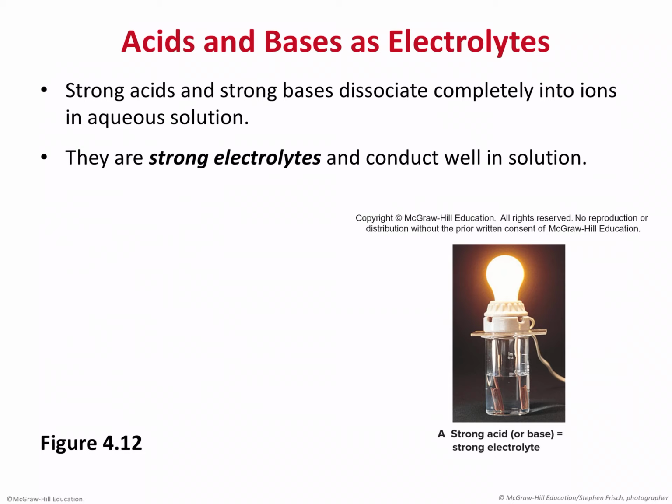Acids and bases as electrolytes. Strong acids and strong bases dissociate completely into ions in aqueous solution. So if you have an acidic solution and hook this up through the wire to the electric source, since it's a strong electrolyte, the light bulb will light with the maximum light. Okay. So that means strong electrolytes conduct well in solution.